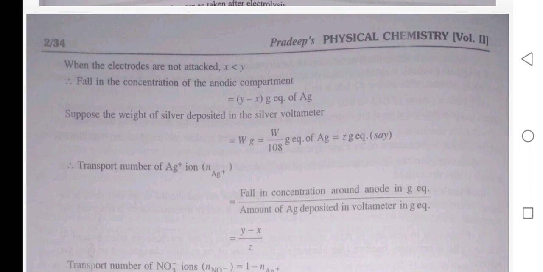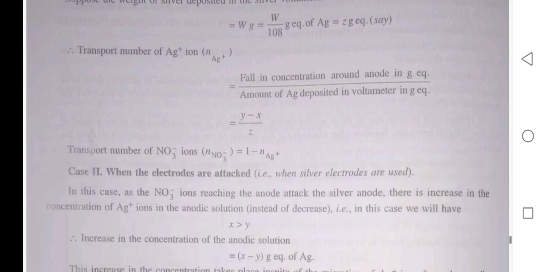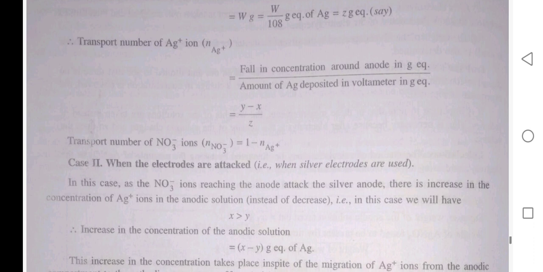Suppose the weight of silver deposit in the silver voltameter, W g, is equal to W upon 108 gram equivalent of Ag, equal to Z gram equivalent. Transport number of Ag positive ion, NAg positive, is the fall in concentration around the anode in gram equivalent upon the amount of Ag deposit in the voltameter in gram equivalent, which is equal to Y minus X upon Z. The transport number of NO3 negative ions, NNO3 negative, is equal to 1 minus NAg positive.